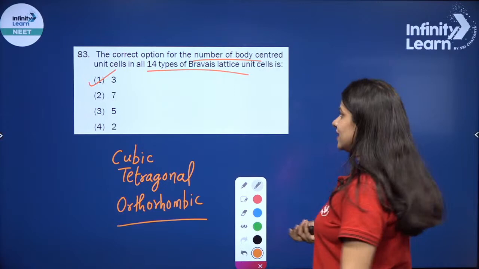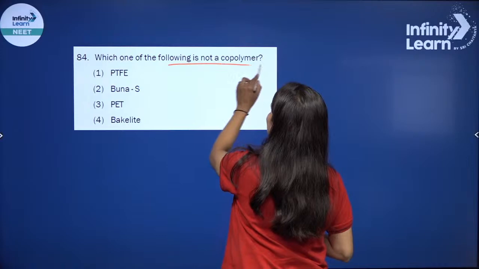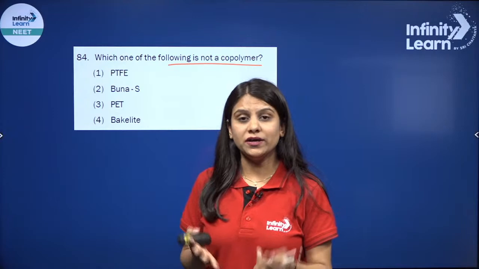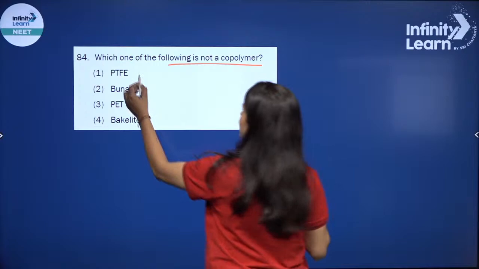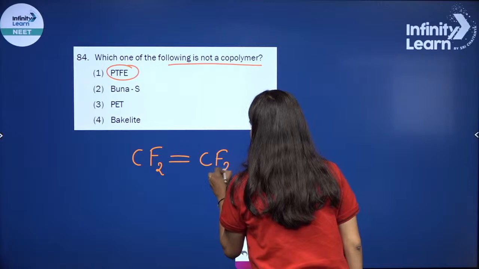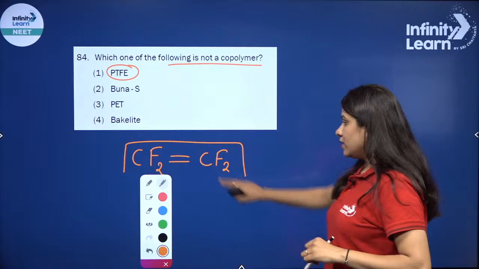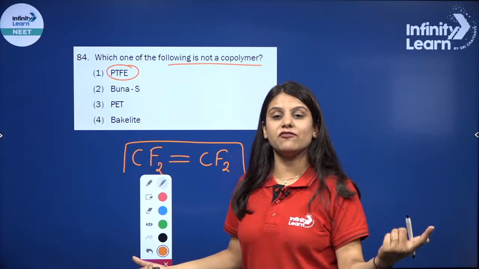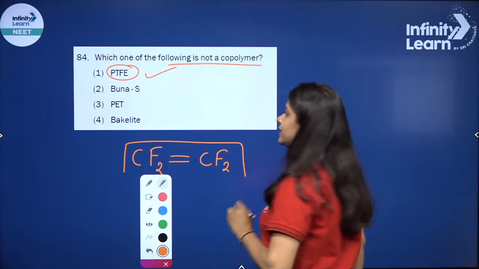Next. Which of the following is not a copolymer? A very easy question from polymer, I would say. Copolymers are formed from different monomer units. Now, let us take the example. PTFE, what is this? Teflon. What is the monomer of Teflon? Monomer of Teflon is this. Now, these bonds are breaking down and it polymerizes to give me PTFE. So, answer has to be this. Correct answer is option number 1.